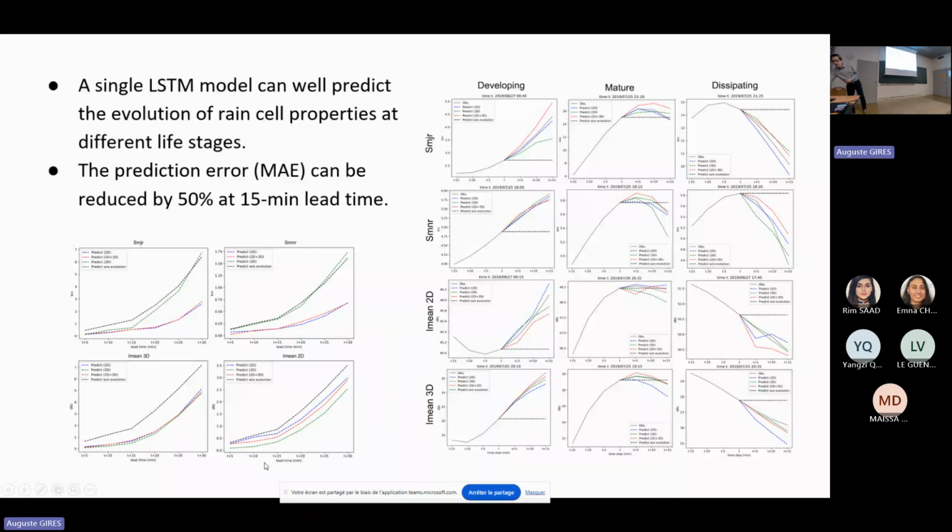And the most surprising is, although we only train to forecast the next 15 minutes, if we continue to forecast continuously, although the errors start to increase quickly, they are still much lower than if you don't consider evolution. So we can see that at 15 minute lead time, we can reduce the error by up to 50%. So it's very good. It also shows that it's really, really important to account for the evolution for convective nowcasting.